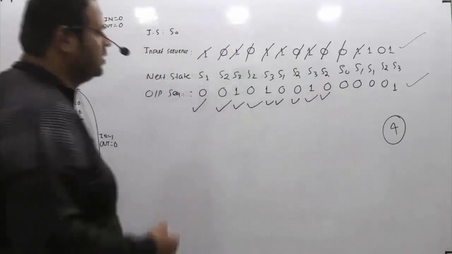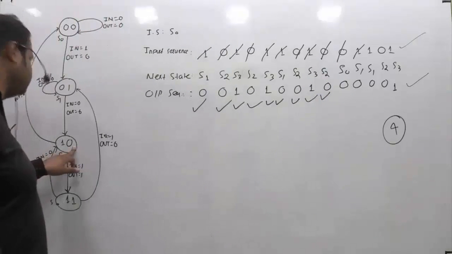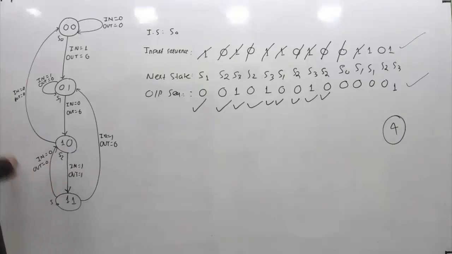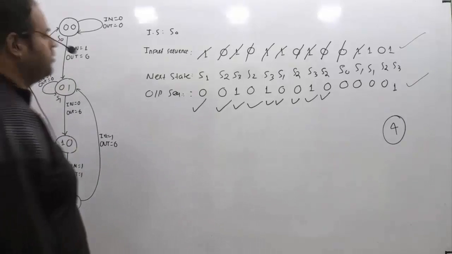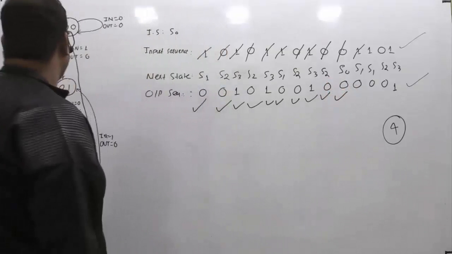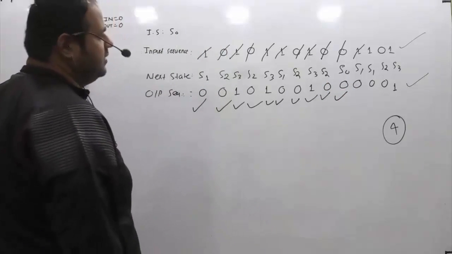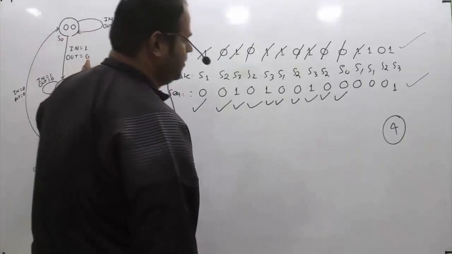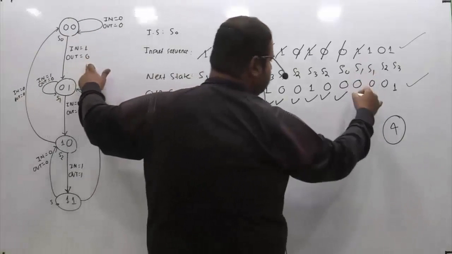So now I am at S2 and I am giving the input as 0. If you are at S2 and you give the input as 0, you are reaching S0 with output equal to 0. So now I am at S0 and the input is 1. If the input is 1, we are moving to S1 with output equal to 0.